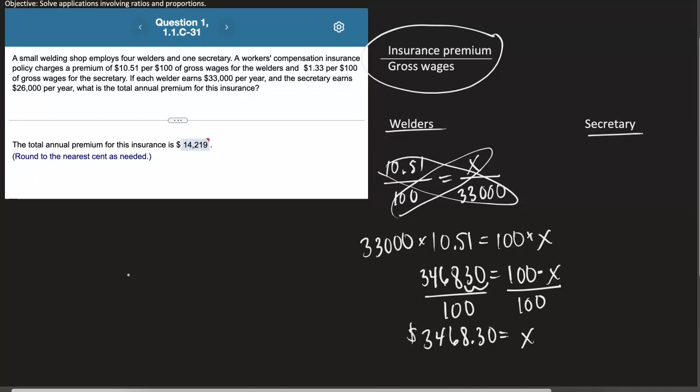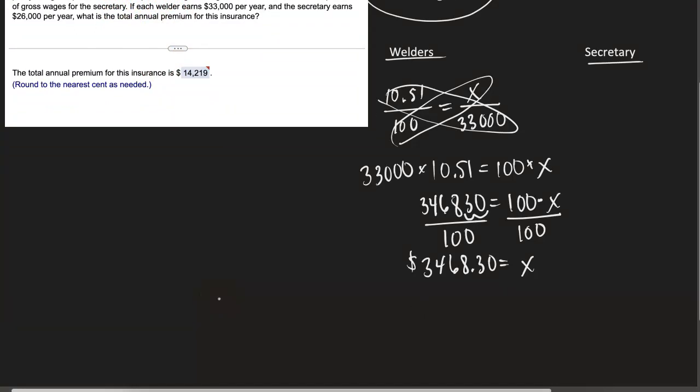There is one small next step that we have to consider, though, and that's that there are 4 welders altogether. So I'm going to take this value and multiply it by 4 to get the total premiums. And taking that times 4 should be $13,873.20.